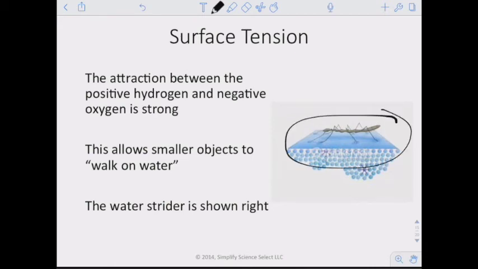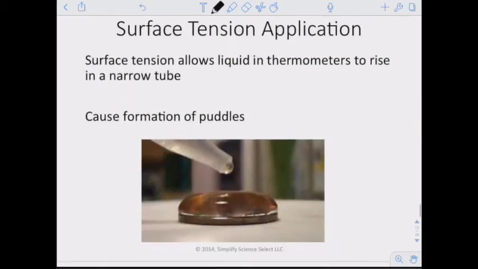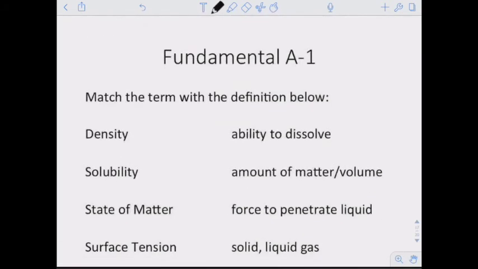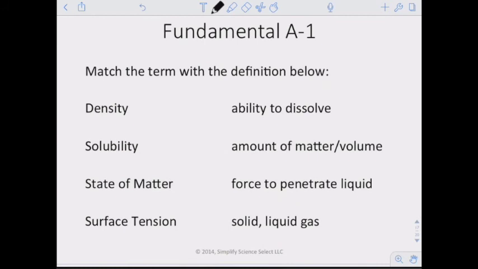And what we see is because of those hydrogen bonds, it kind of holds everything together. And all those water molecules want to hold on to each other. And we see here, surface tension allows liquid in thermometers to rise in a very narrow tube, and it causes formation of puddles. So let's jump into some examples.